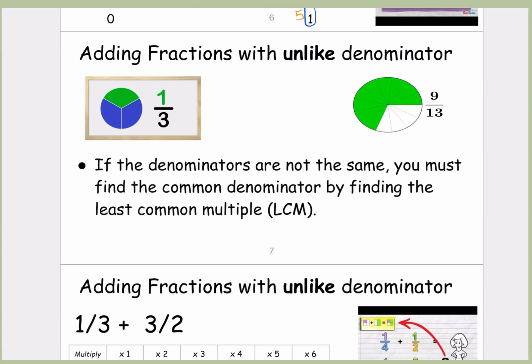What if we wanted to add fractions with unlike denominators? Now we first need to notice where the denominator is. The denominator is on the bottom of our fraction. And here you can see this denominator is 3 and this denominator is 13. That means those fractions are different. This here is sectioned into 3 parts, while this denominator is sectioned into 13 parts. There are many more parts to work with when the denominator is larger. If the denominators are not the same, you must find the common denominator by finding the least common multiple.